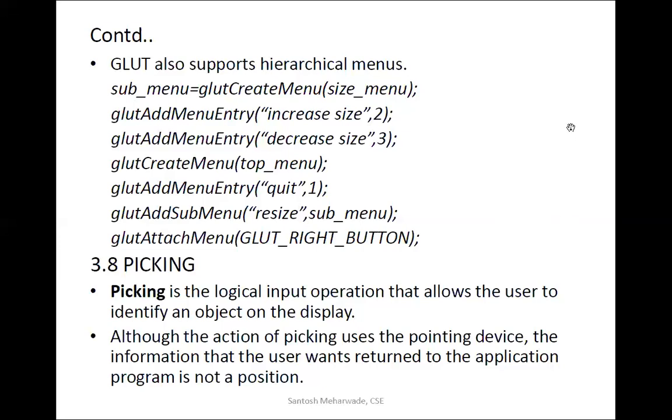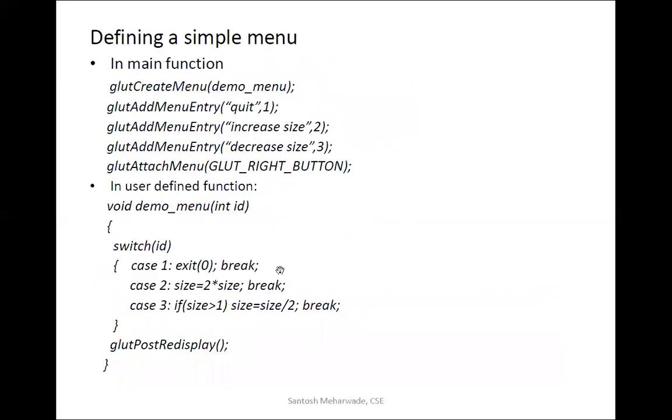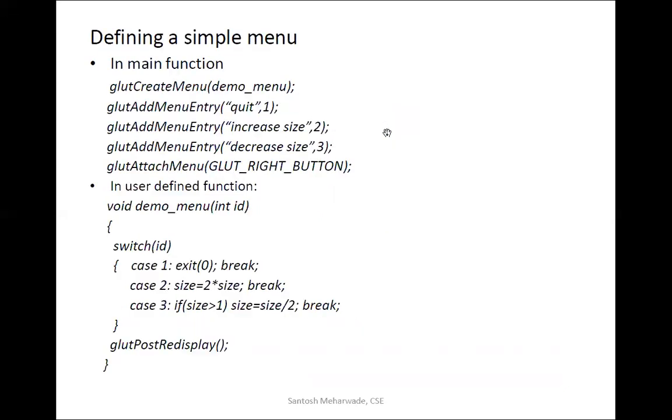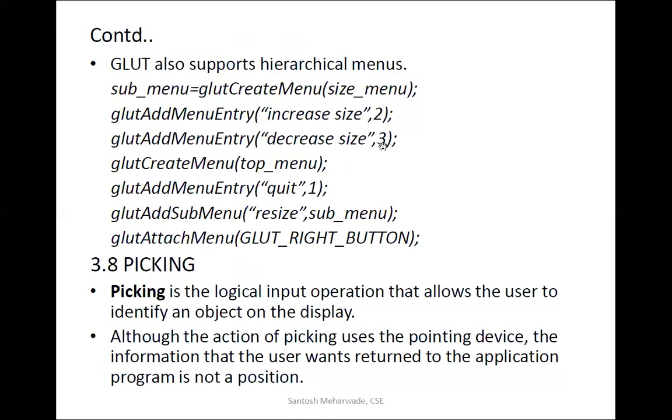Now the sub menu has the values for it. You can see glutAddMenuEntry here, increasing the size and decreasing the size. So 2 and 3, the same thing we have done over here. Now instead of using increase size and decrease size separately, we are including them in our sub menu. This 2 is associated with case 2, and this 3 is associated with case 3.